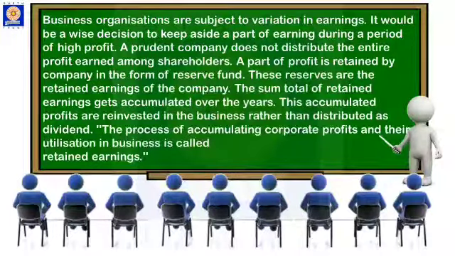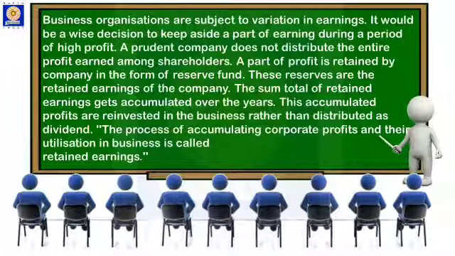Future is uncertain. So, to meet the future uncertainties, every business organization retains a part of profit, or keeps aside a part of profit earned during the year. All this accumulated profit over a number of years is called retained earnings. They are kept under names like general reserve, reserve fund, profit and loss, etc. The sum total of retained earnings gets accumulated over the years.